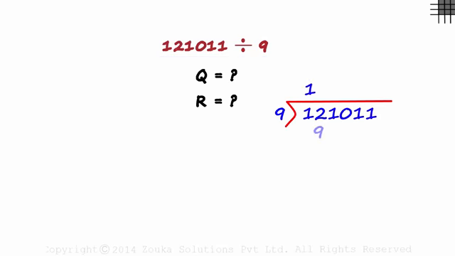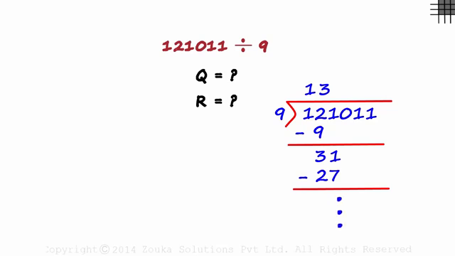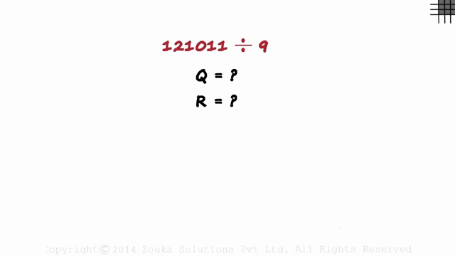9 times 1 is 9, 12 minus 9 is 3, get the 1 down, and 9 times 3 is 27, and so on. This is a bit tedious. Let's understand a better and a much quicker approach to divide numbers by 9.